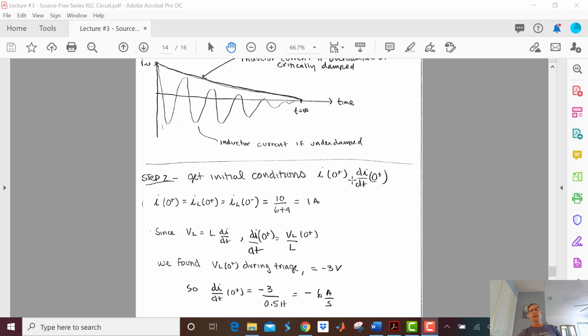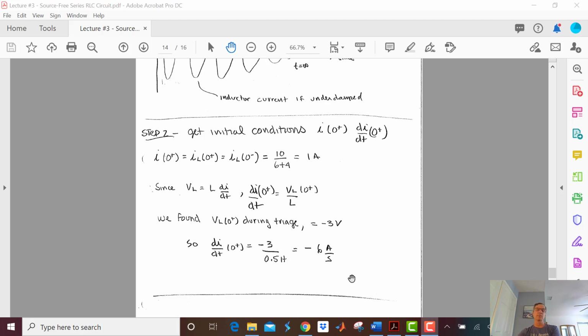I of 0 plus and di dt of 0 plus. And we've really done most of the work for that already. So I of 0 plus is equal to I sub L of 0 minus, and we calculated that to be 1 amp. And of course, we used our rule right out of our rule book right here. Now, since V sub L equals L di dt, di dt is equal to V sub L divided by L. And we found V sub L during the triage, and it was minus 3 volts. So di dt is going to be minus 6 amps per second.